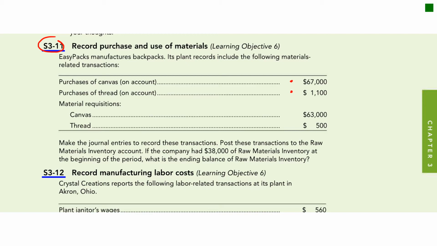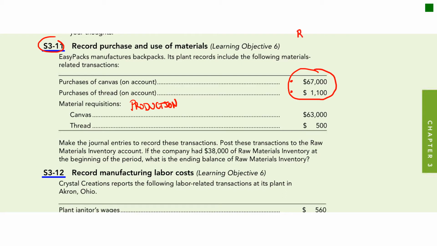We've got requisitions into production. So anytime you see that requisition, that means that's going into production. And in this case, we've got canvas $63,000 and thread $500. Make the journal entries to record these transactions. So I'm going to write these off over to the side. So for these first two, we can combine these. That's essentially your raw material purchases.